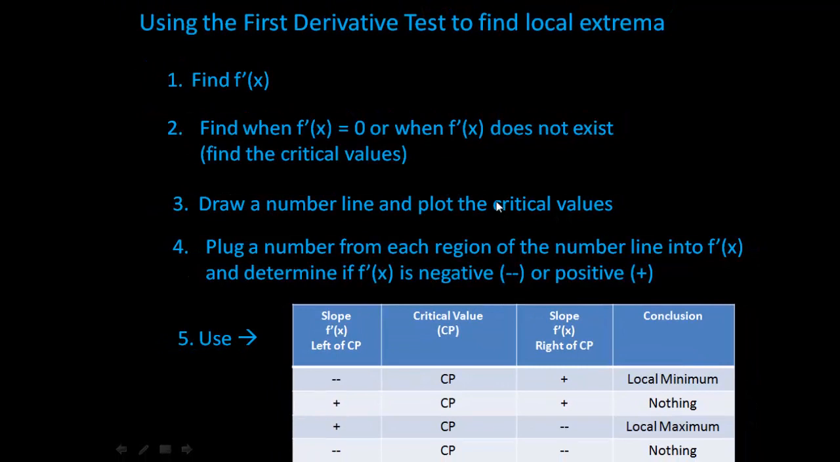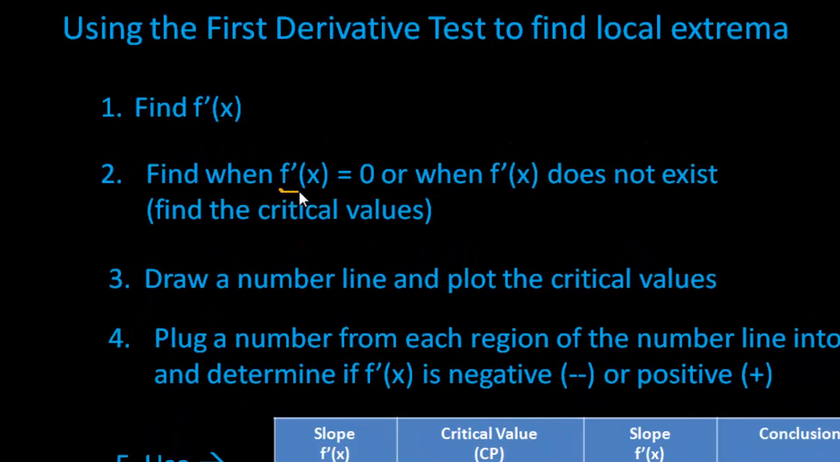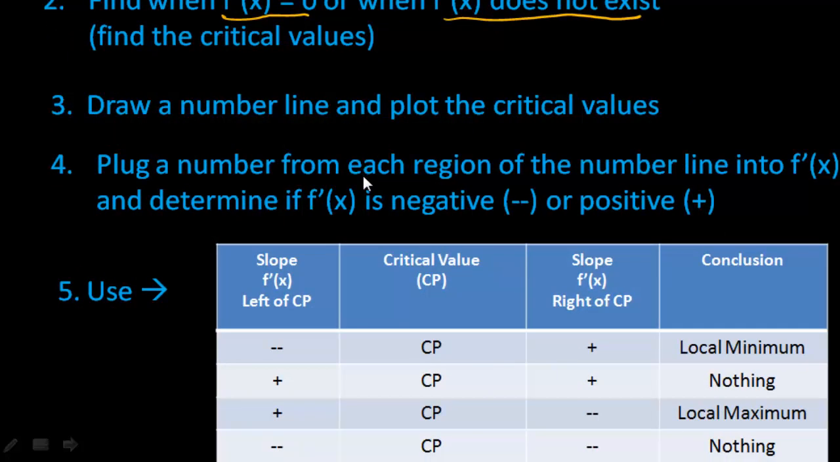Next, we're going to find local extrema using the first derivative test. These were the steps in a previous video on the first derivative test. You would find f prime. You would set f prime equal to 0. Figure out when it doesn't exist. You draw a number line. You'd evaluate points from each region in the number line into the first derivative. And then you'd use this fancy table down here.